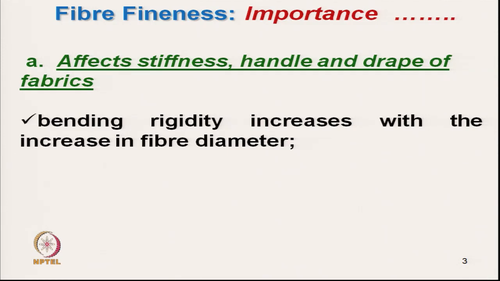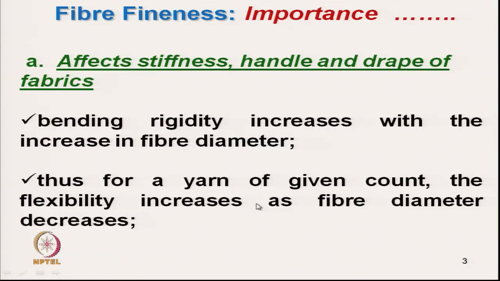So, the bending rigidity of fabric, or its stiffness, will also increase, and it affects the drape characteristics. So, to have very soft fabric, very soft handle, highly drapeable fabric, we must use a finer fiber. Thus, for a yarn of given count, the flexibility increases as the fiber diameter decreases. So, if we use coarser fiber, the stiffness of the yarn will increase.